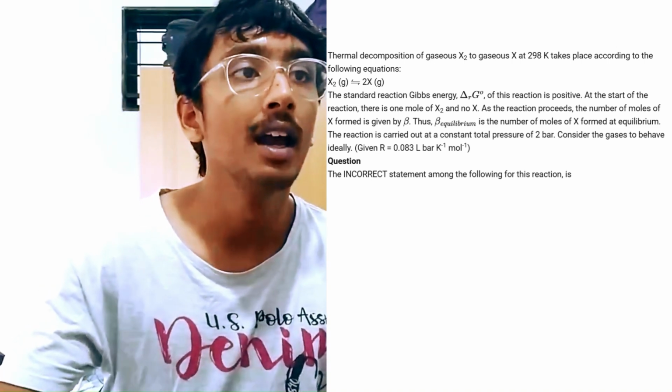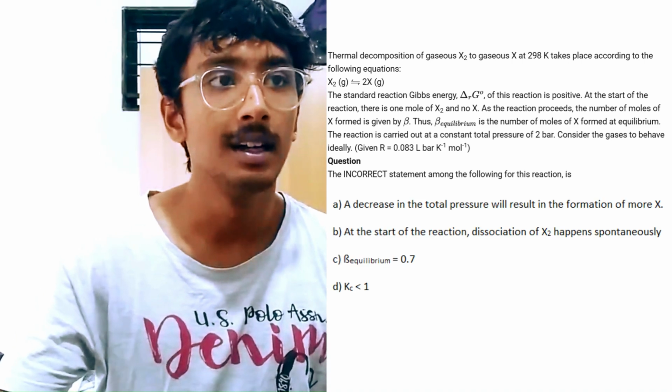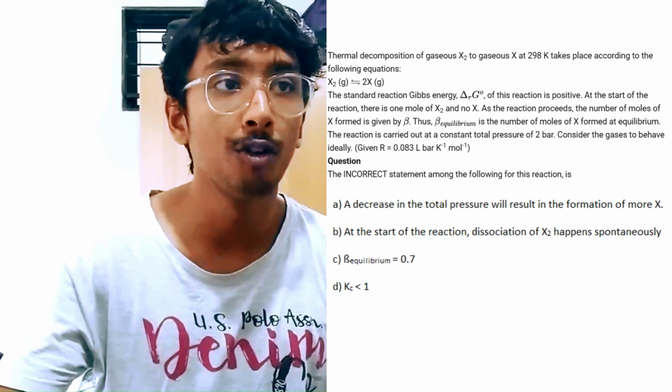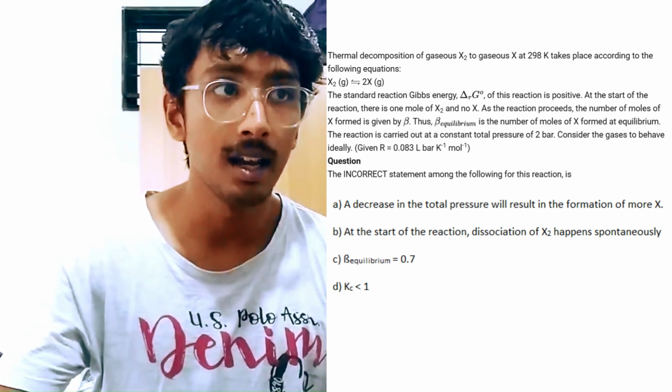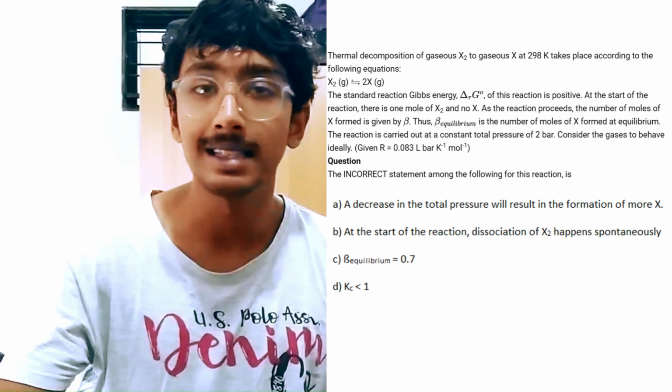These are the following statements. A: Decrease in total pressure will result in more formation of X. B: At the start, the dissociation is spontaneous. C: Beta equilibrium is 0.7 and Kc is lesser than 0.1.